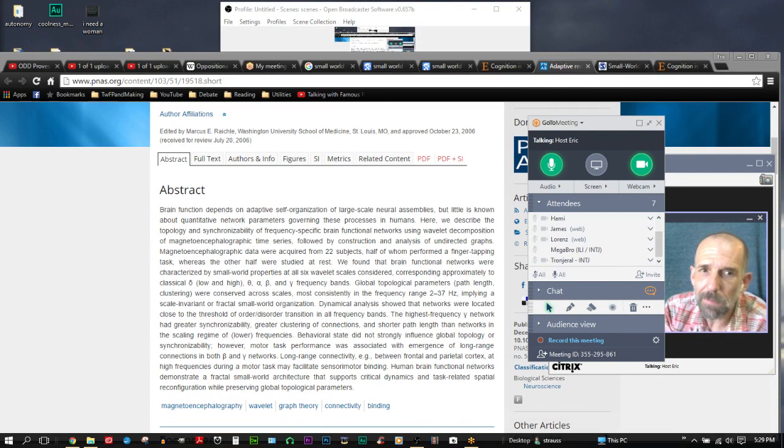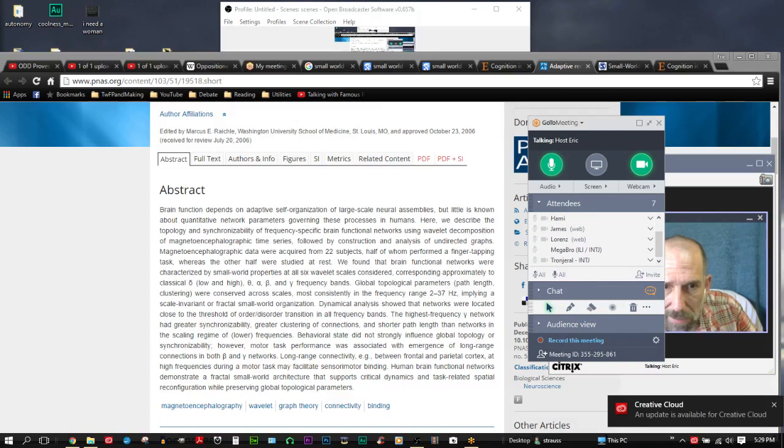Here, we describe the topology and synchronizability of frequency-specific brain functional networks using wavelet decomposition of magnetoencephalographic time series, followed by construction and analysis of undirected graphs. Magnetoencephalographic study data were acquired from 22 subjects.